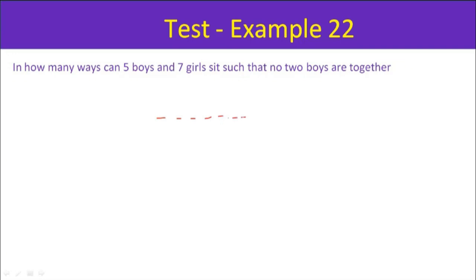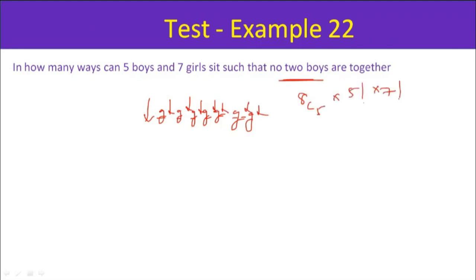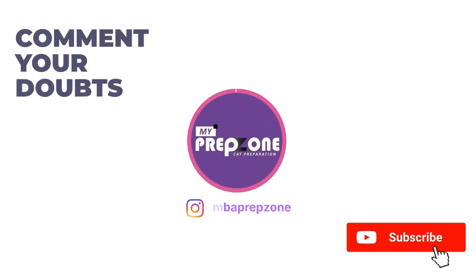We solved it, right? No two boys are together. So first of all, I will make all the girls sit. 1, 2, 3, 4, 5, 6, 7 girls have sat now. Now how many places do I have for boys to be placed? 8 places. I'll choose any 5 places for boys. I'll arrange boys. I'll arrange girls. We have done the exact same question in the last 2 slides. So a red flag.